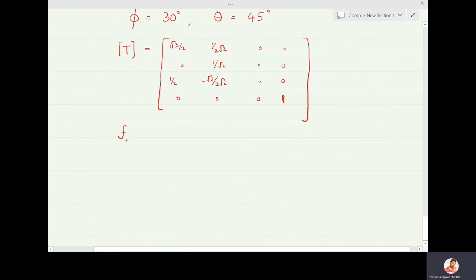Clearly, we know what fx is. fx is the square root of the sum of the squares of the first row.